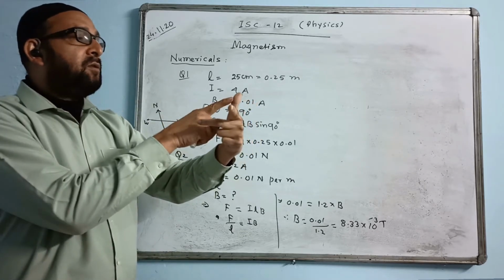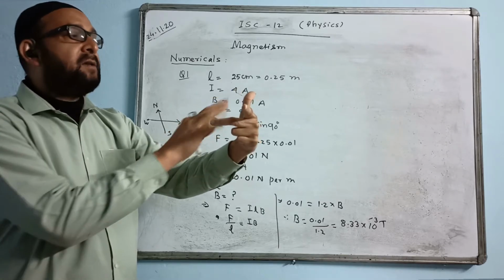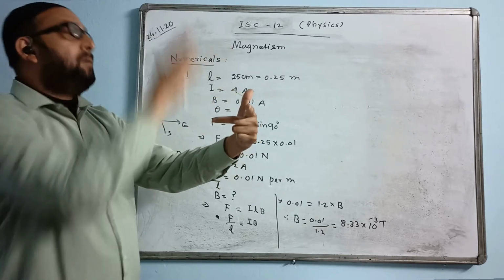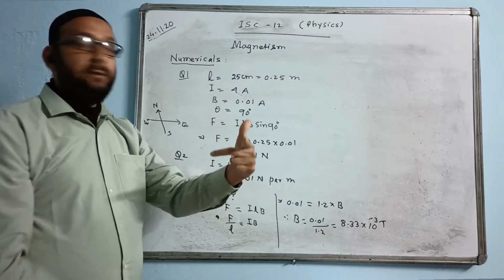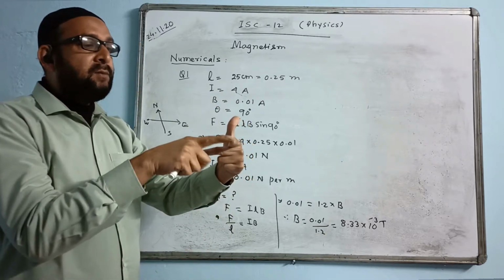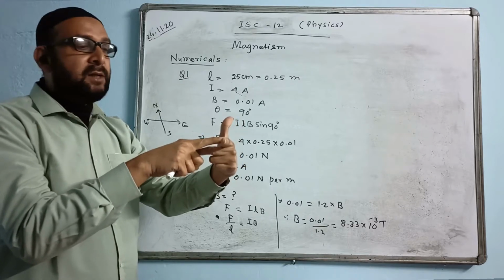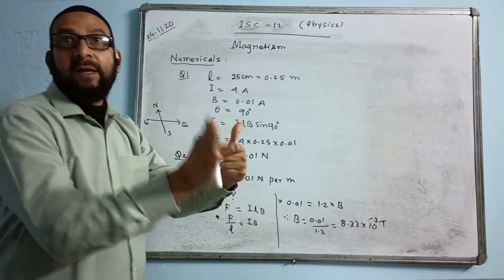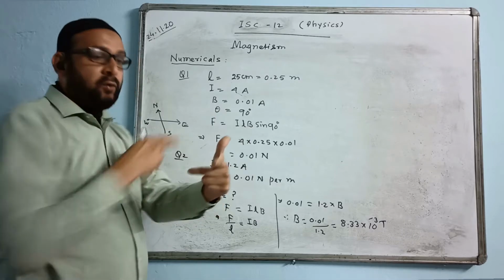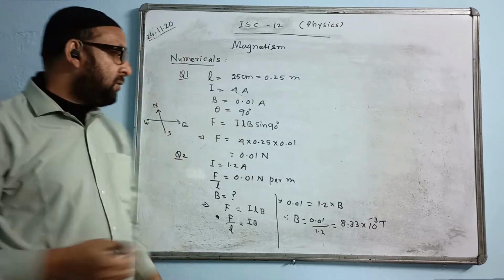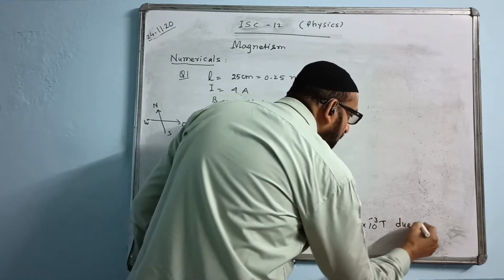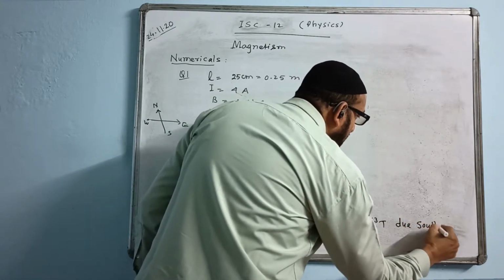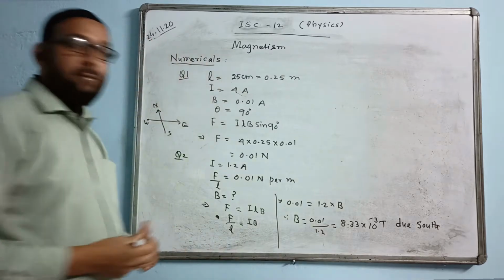And the force, this is force. If you keep the finger like this, force is acting in which direction? Upward. And the question also says that this force is acting in the upward direction. What is the direction of this finger? Index finger. What is the direction of index? Index finger is going this side. Then this side is south. So here we will be writing the answer: due south, in the direction of south.